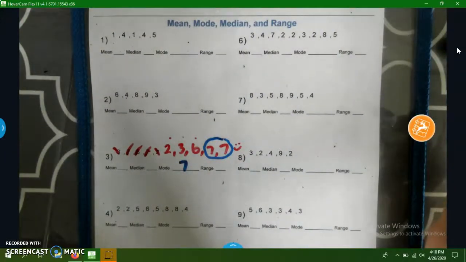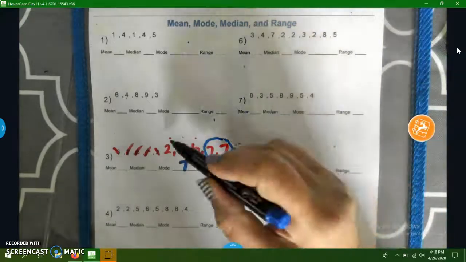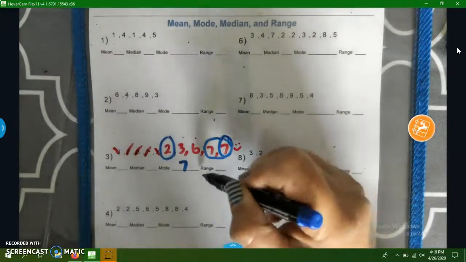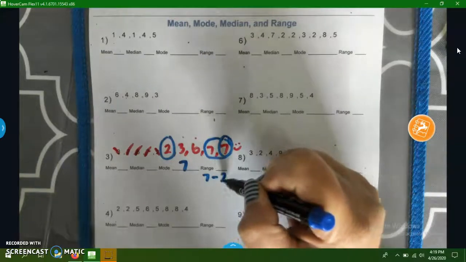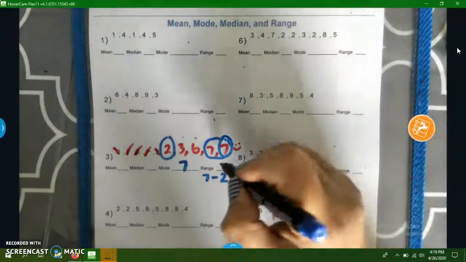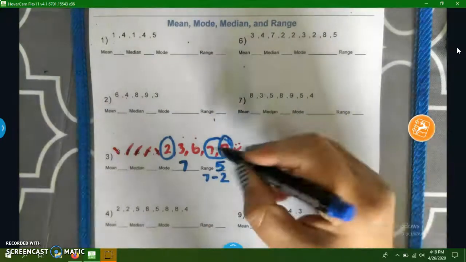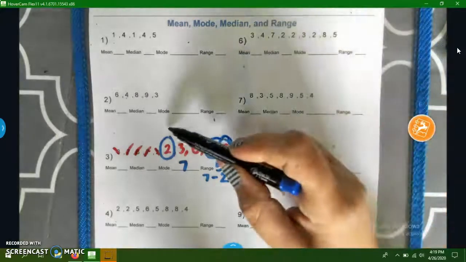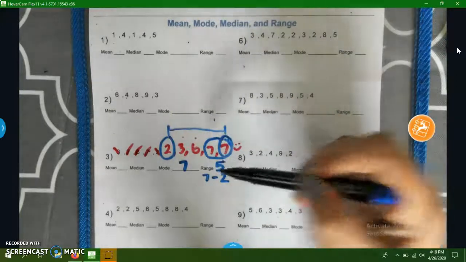Let's do range this time. If I want to know how much my data ranges, then it stretches from 2 all the way to 7, and range means that you want to know the difference between your 7 and your 2. So my range for that one will be 5. 7 minus 2 gives me a range of 5. If I'm thinking about a number line and I'm stretching from 2 to 7, then that is a difference of 5.